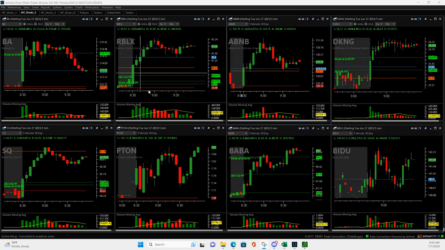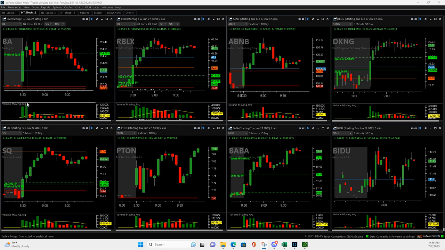So first off, Roblox had this big volume bar, and it pulled back a little bit. Actually, I think I got in right here on this pullback, and then it popped up. And I wrote it up, and then I had four remaining contracts. I sat through all of this pullback, and then when it popped up to here, I just got out of the rest of them. So nice winner there.